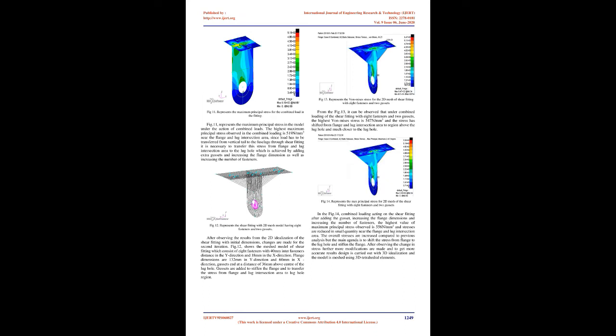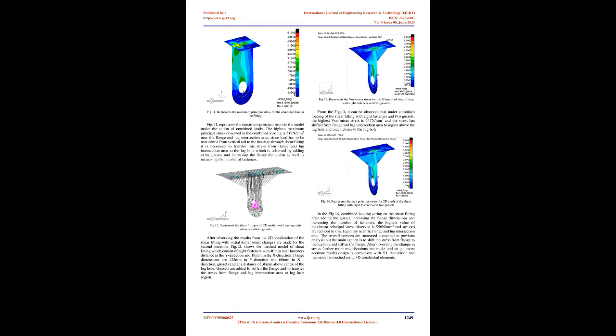Since load has to be transferred from the vertical tail to the fuselage through the shear fitting, it is necessary to transfer this stress from the flange and lug intersection area to the lug hole, which is achieved by adding extra gussets, increasing the flange dimension as well as increasing the number of fasteners. Fig. 12 represents the shear fitting with a 2D mesh model having 8 fasteners and 2 gussets.